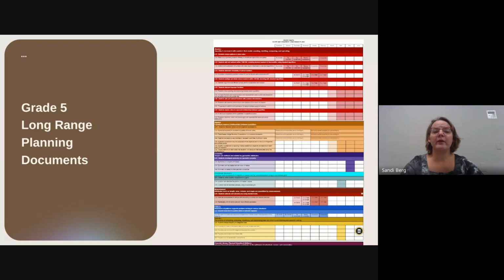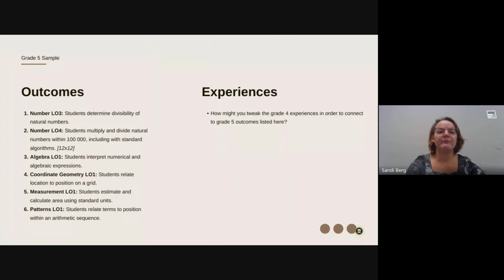Grade 5 long-range planning documents. You can also find those on the new curriculum website. So what I'd like you to do is I've picked 6 outcomes here: divisibility of natural numbers, multiplication and division up to 12 times 12, students interpret numerical and algebraic expressions, relate location to position on a grid, estimate, calculate area using standard units, and relate terms to position within arithmetic sequence. So if you take those same grade 4 experiences, how might you tweak them or add to them in order to hit these outcomes? That would be grade 5. Go ahead and pause the video to think about that.